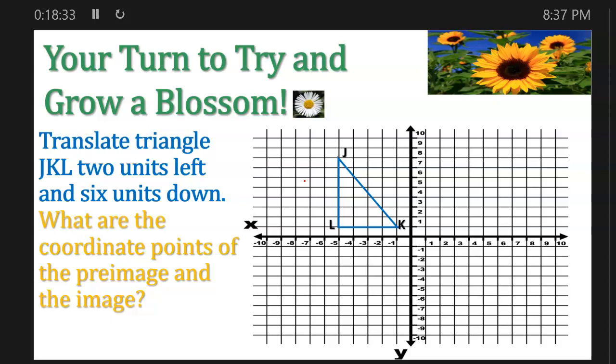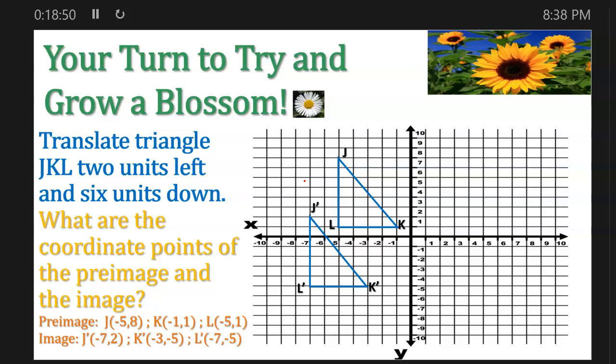1, 2, 3. All right, so the new triangle, J prime, K prime, and L prime, should look something like this. And when you wrote the points down, you could have written down the pre-image points first and then the image points after you translated it.